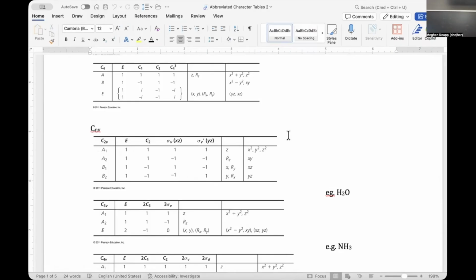Very good. And this is why we're doing this, so we can ask those questions and make sure that we're getting to the right place. All right, Abby, you had C4v.